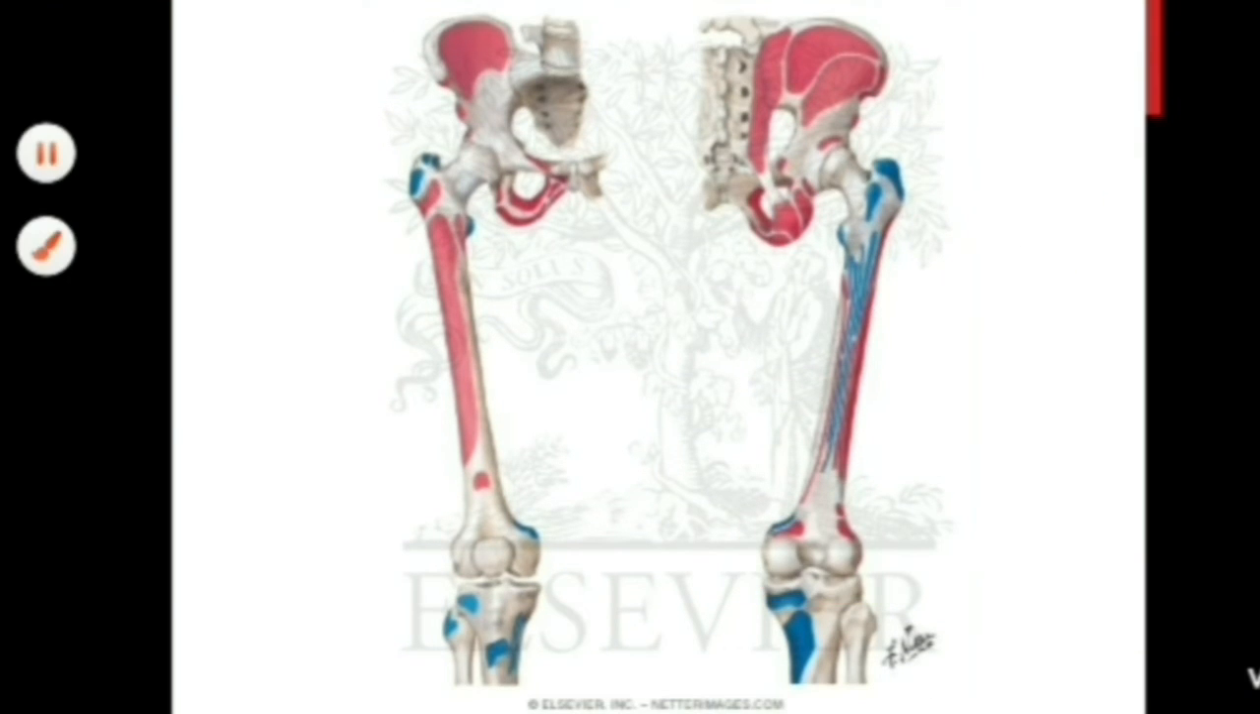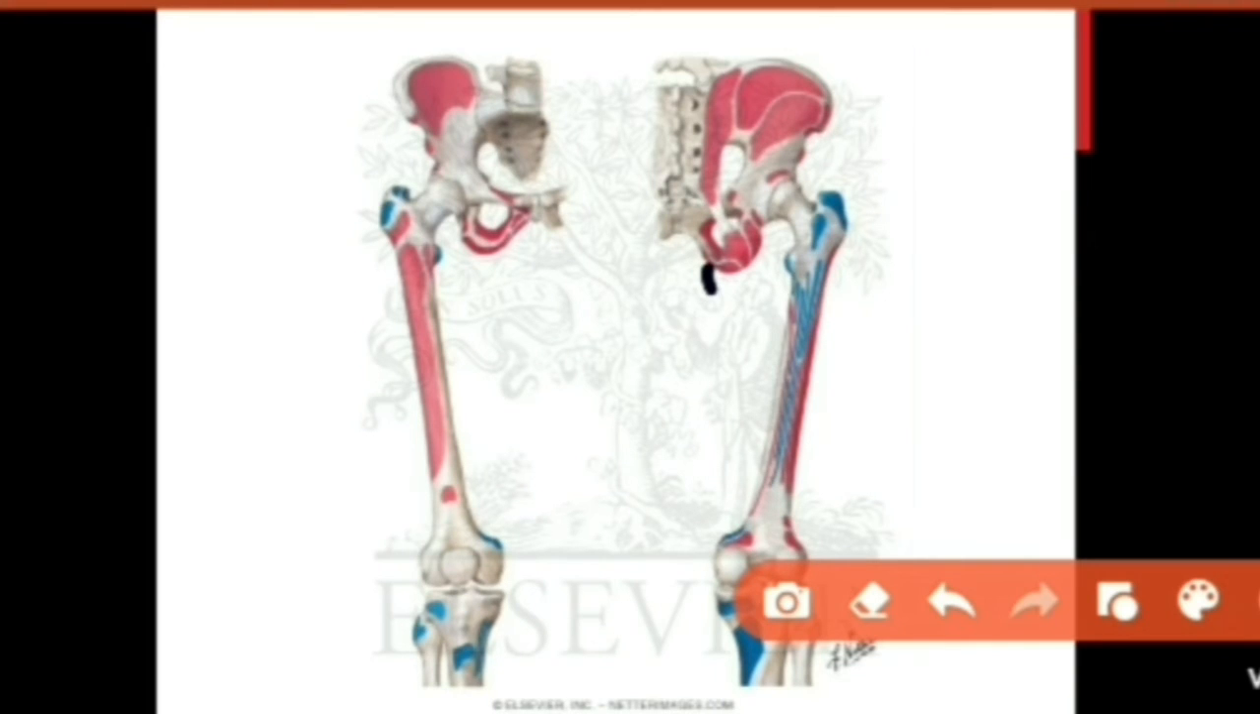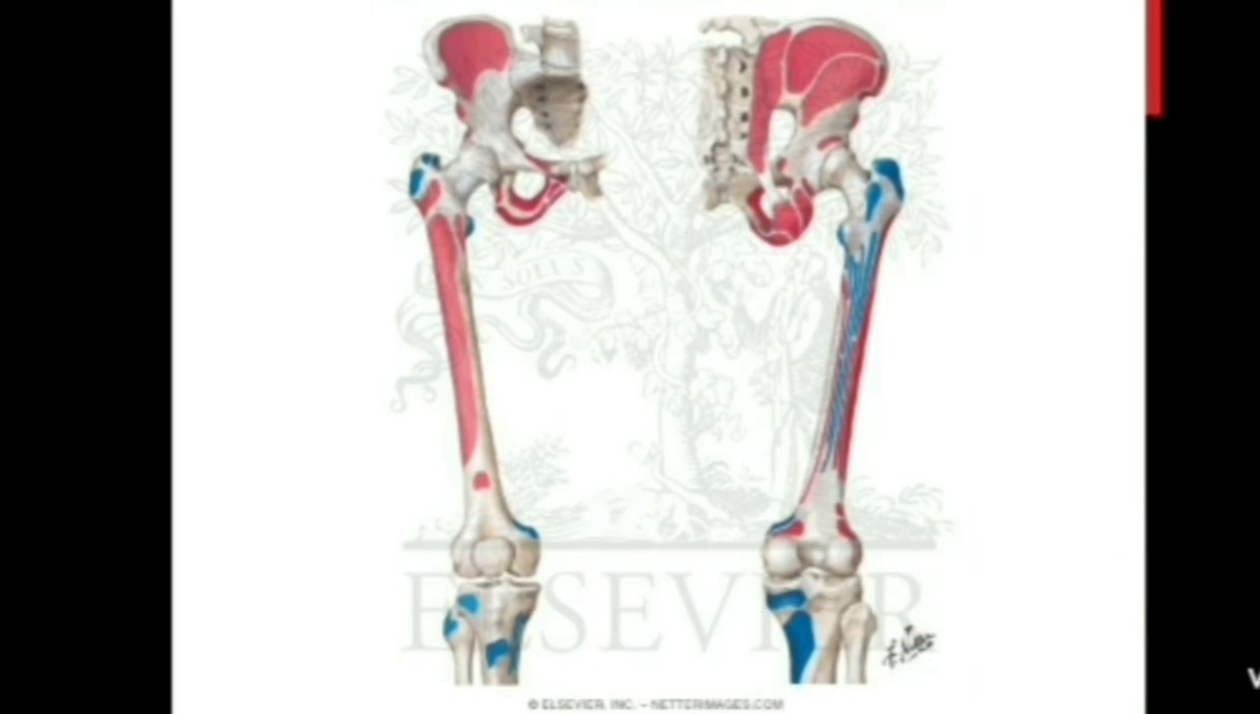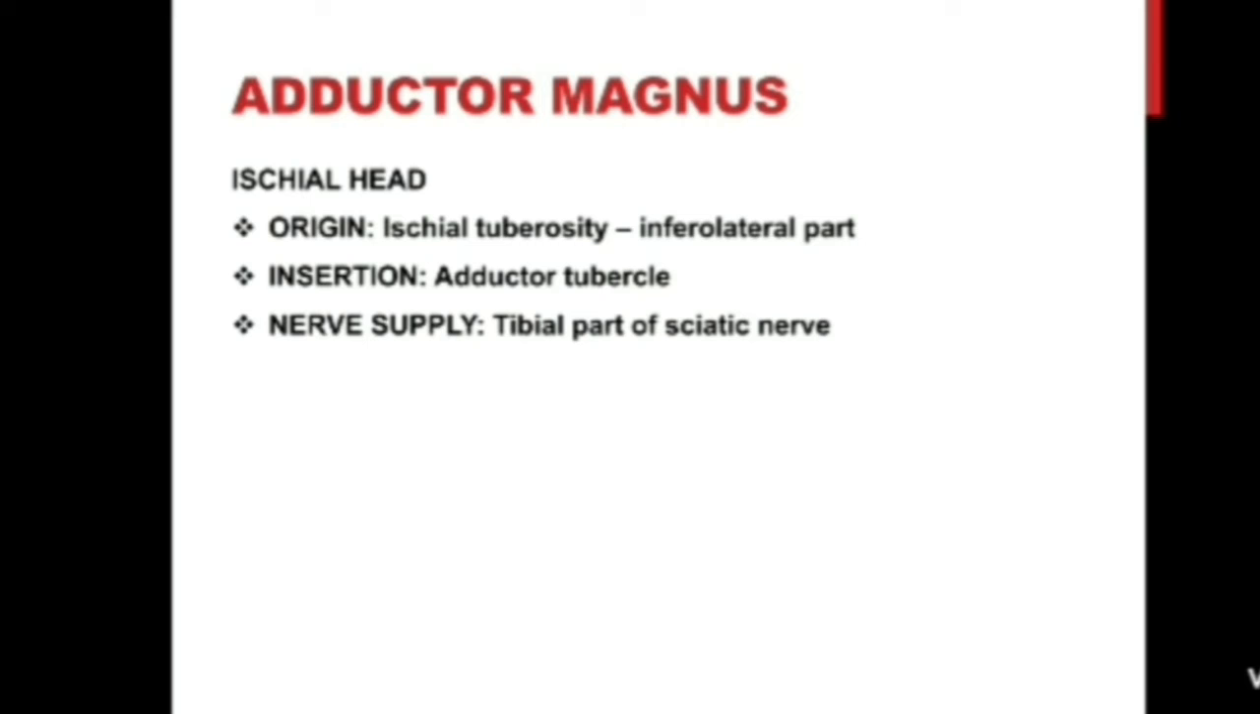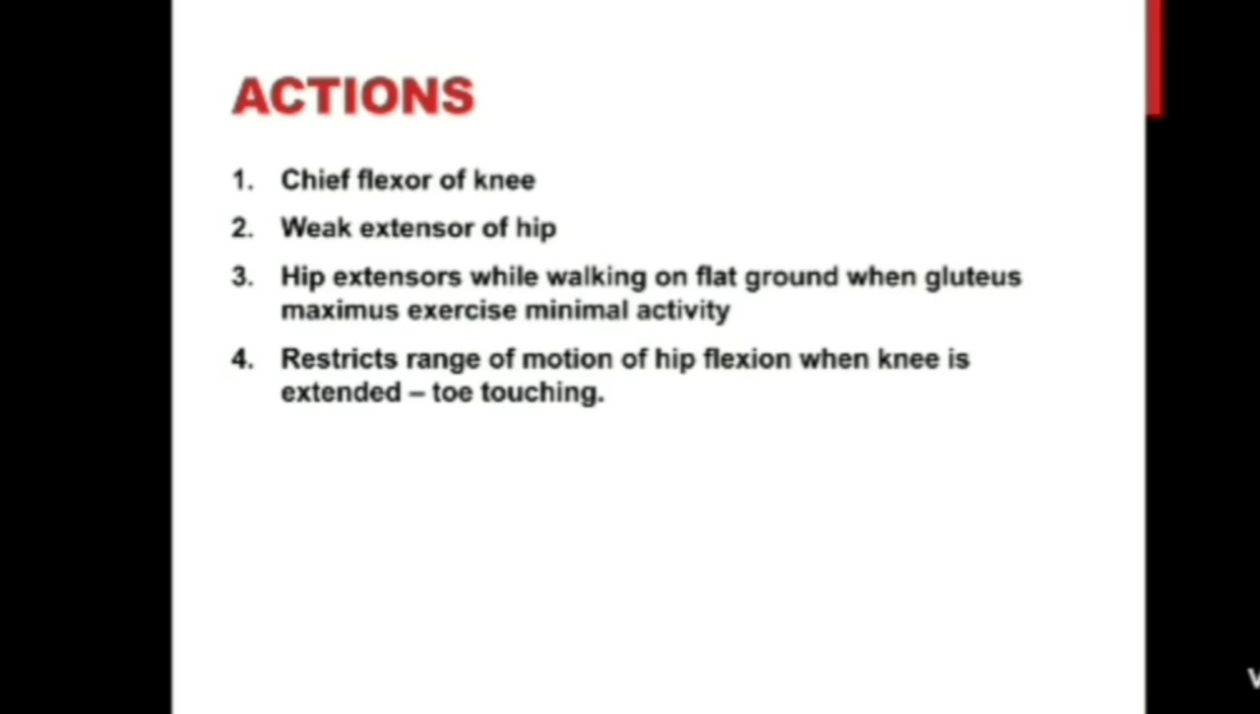So we saw the origin, which came from here, right? And coming to the insertion, it's on the adductor tubercle of the femur. So this blue area here, this is where the adductor magnus is actually getting inserted, right? So now we've completed all the muscles. Let's take a look at the common actions that they're going to have.